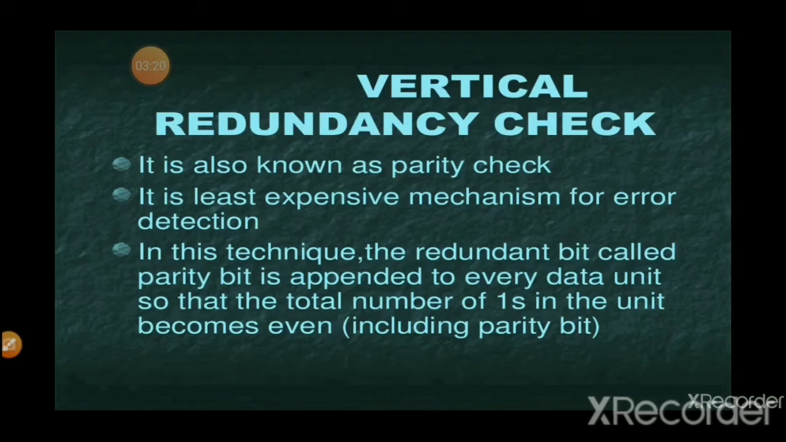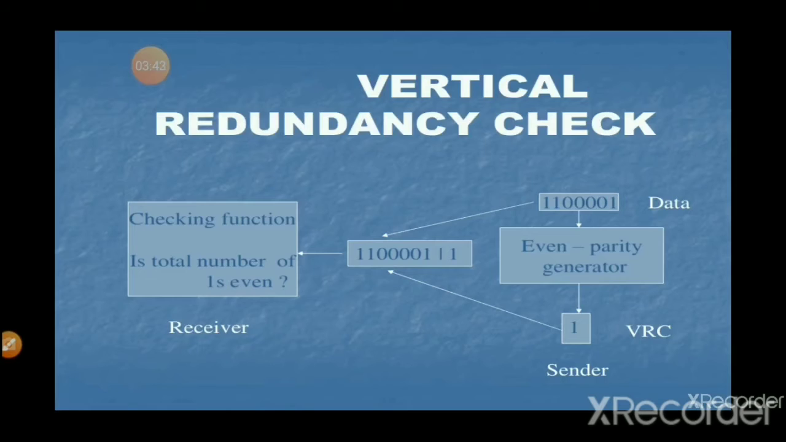Vertical redundancy check is also known as parity check. It is the least expensive mechanism for error detection. In this technique, a redundant bit called the parity bit is appended to every data unit so that the total number of ones in the unit becomes even, including the parity bit.